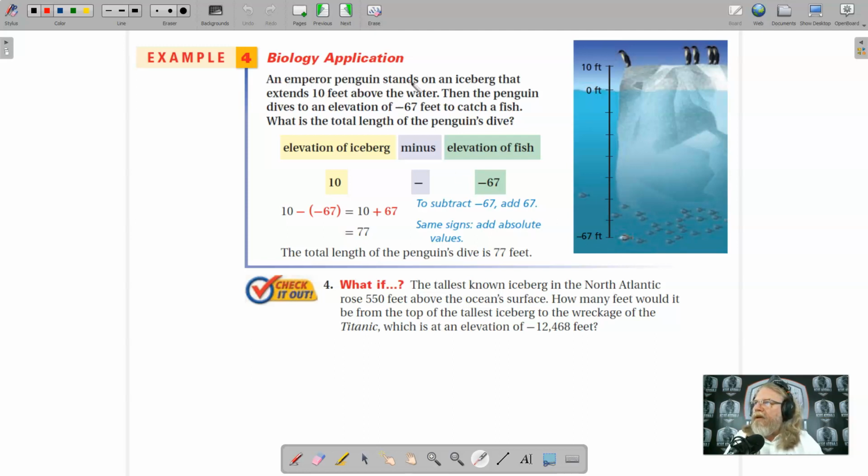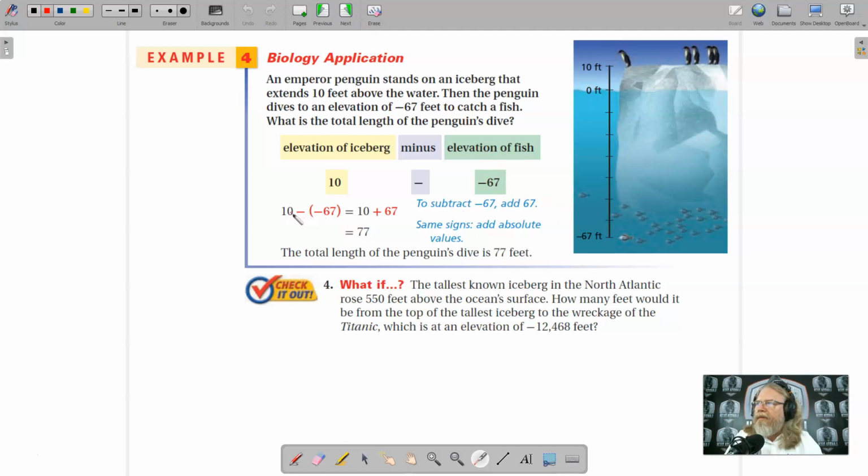An emperor penguin stands on an iceberg that extends 10 feet above the water. Then the penguin dives to an elevation of negative 67 feet to catch a fish. What is the total length of the penguin's dive? So we'll start with the elevation of the iceberg, which is 10 feet. Then we're going to subtract from that the elevation of the fish, which is 67 feet.